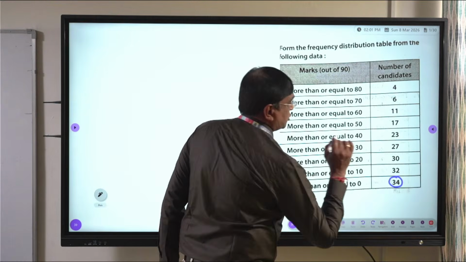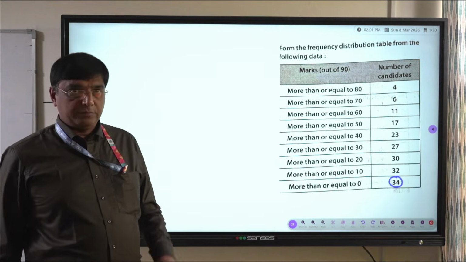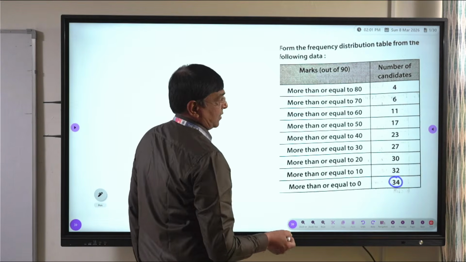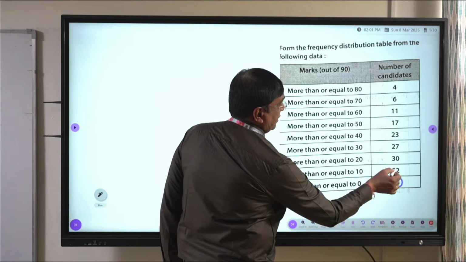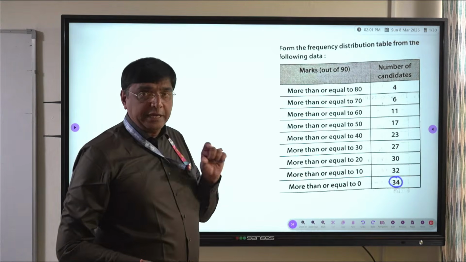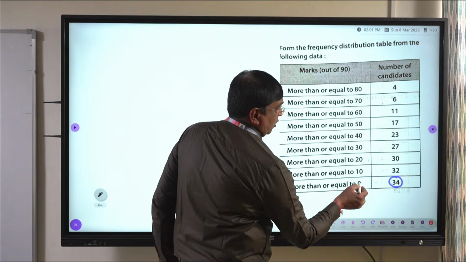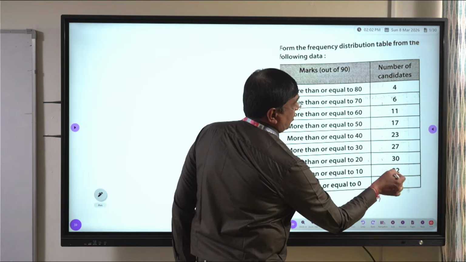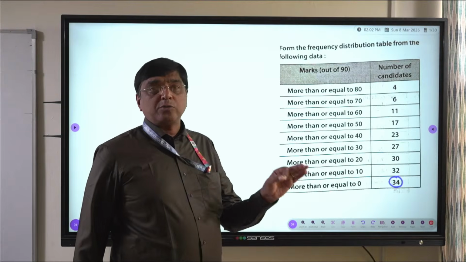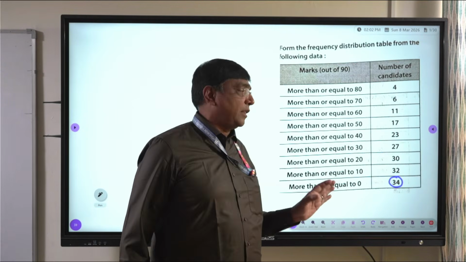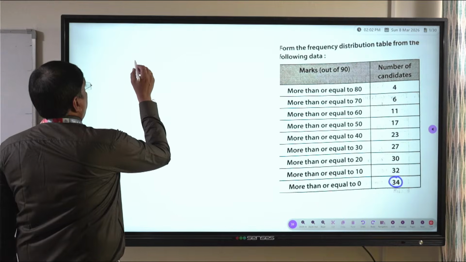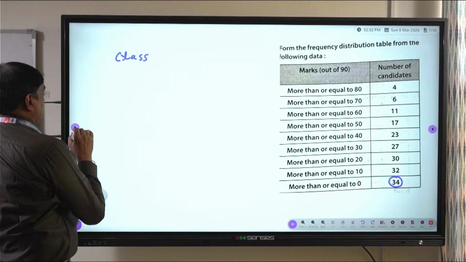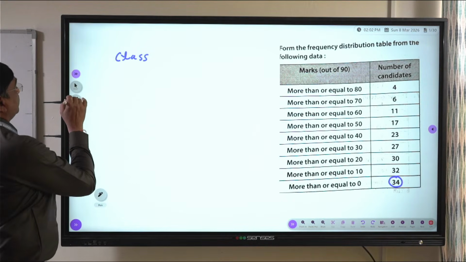So the total number of students in the class, that is the total strength, is 34. Then more than or equal to 10 is 32. The meaning is the students between 0 and 10. So how many are there? 34 minus 32, that is the number of students getting marks between 0 to 10, that is 2. So now we prepare the general frequency distribution, that is class and frequency.